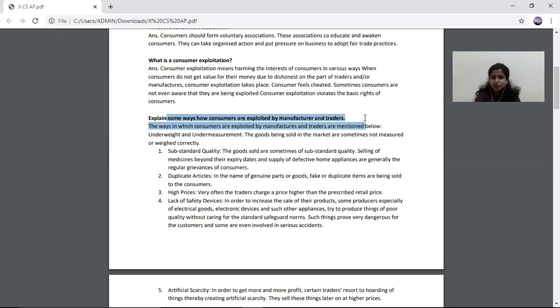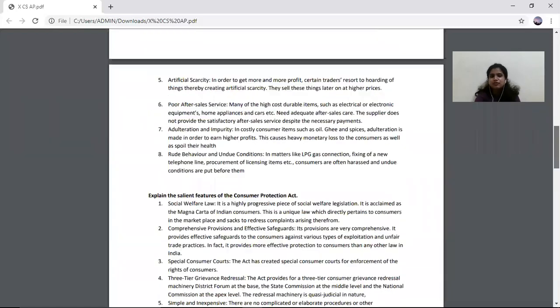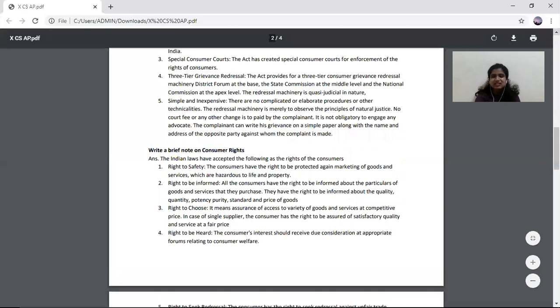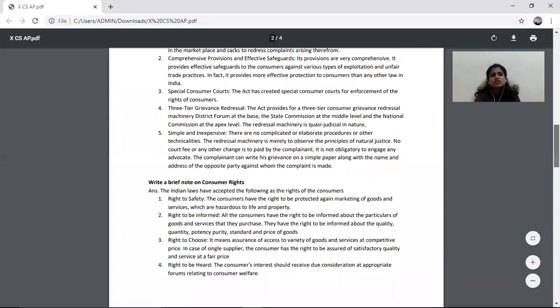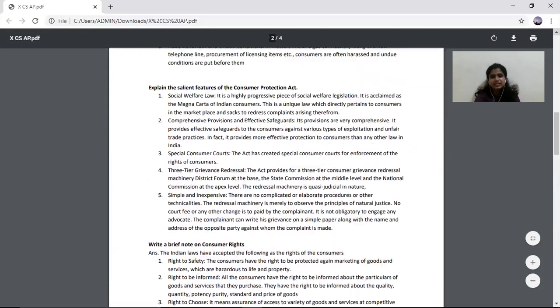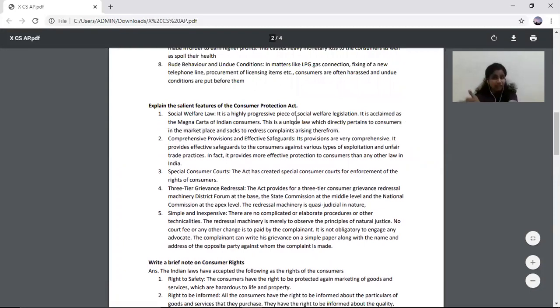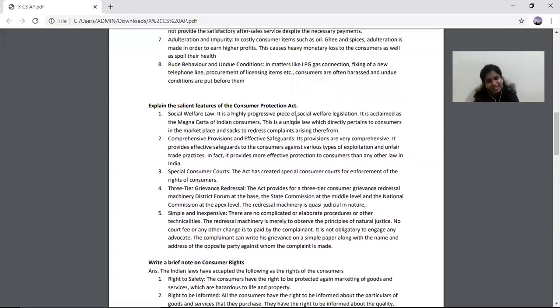Now moving on to the next question, that is question 2B. Question 2B is explain the salient features of Consumer Protection Act, right? Again, you will frame a sentence by taking the words from the question itself. So the salient features of Consumer Protection Act are, and then go about and write 5 headings and their suitable explanation. Since it's for 5 marks, you have to write 5 headings and their 5 explanations.